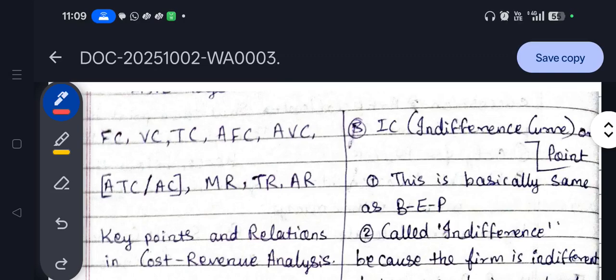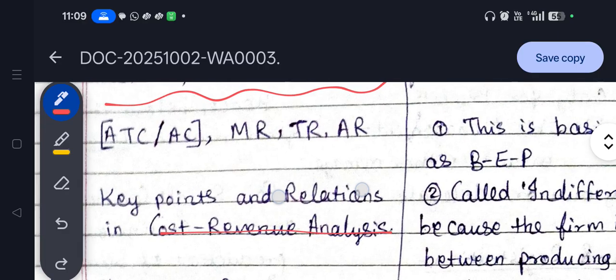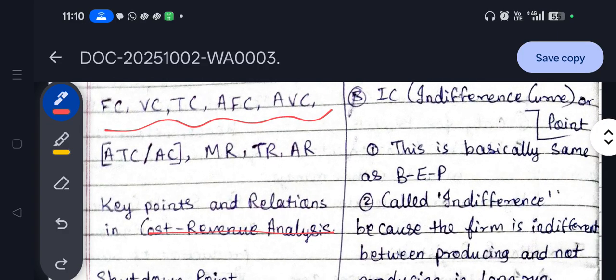Today we will understand all these concepts related to cost revenue analysis in the very simplest form and in a better way. First, one by one, we will understand the basic meaning of all these terms: fixed cost, variable cost, total cost, average fixed cost, average variable cost, average total cost, which is sometimes known as actual average cost, marginal cost, total revenue, and average revenue.